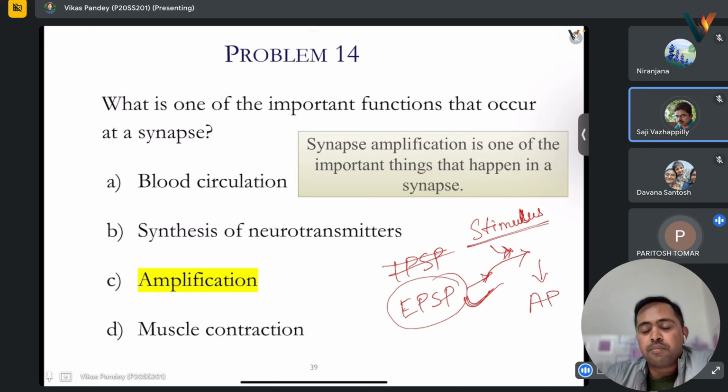Like acetylcholine acts only on a specific receptor, ensuring specificity, right? So, for each neurotransmitter, there will be a specific receptor that will only respond to it. Or sorry, it will only act upon. Fine.